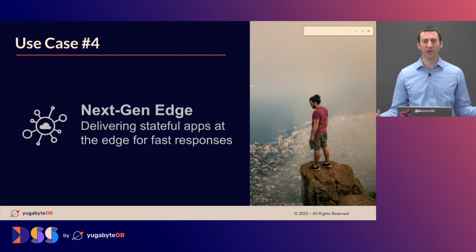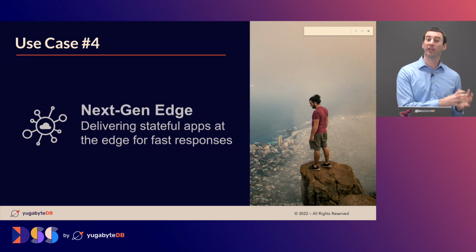Fourth use case, next-gen Edge. So the 1.0 version of Edge was collecting a lot of information from those sources, phones, smart devices, factories, and bringing it back to a central database, a central data center, and processing it there. That worked fine. You don't need any magical database for that.